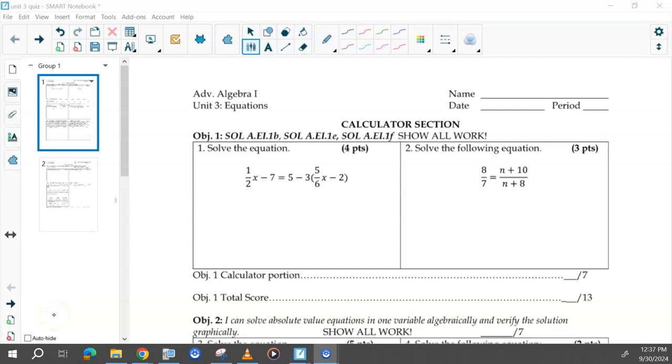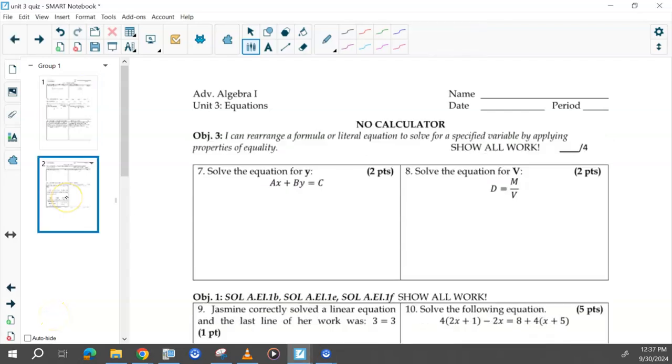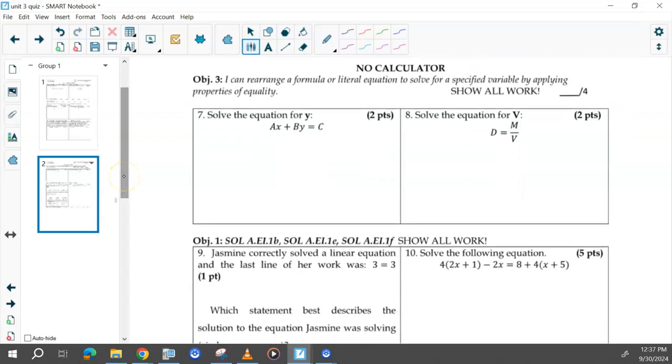To your first page, the no calculator part, we'll do that first. I stapled some of them out of order. Okay, so for the no calculator number 7, you have to solve this equation for y. Get y by itself by getting rid of ax on both sides.